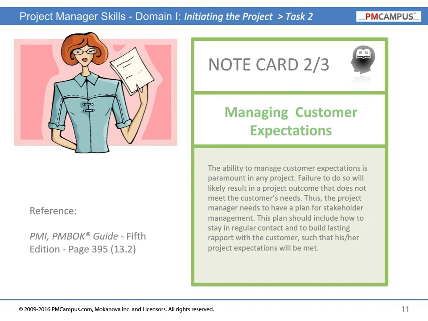Managing customer expectations. The ability to manage customer expectations is paramount in any project. Failure to do so will likely result in a project outcome that does not meet the customer's needs. Thus, the project manager needs to have a plan for stakeholder management. This plan should include how to stay in regular contact and to build lasting rapport with the customer, such that his or her project expectations will be met.